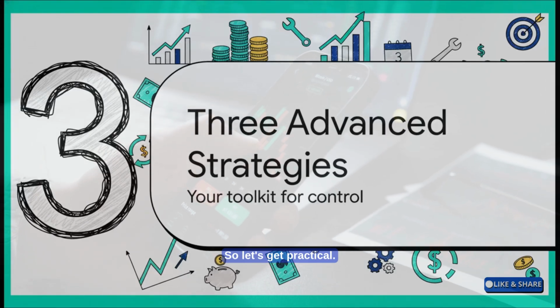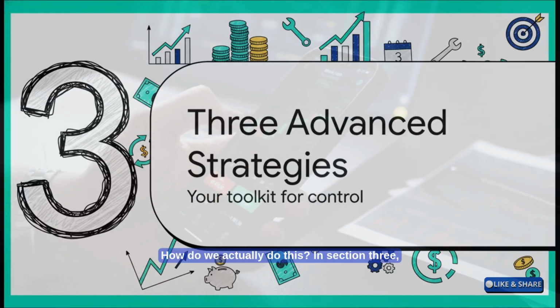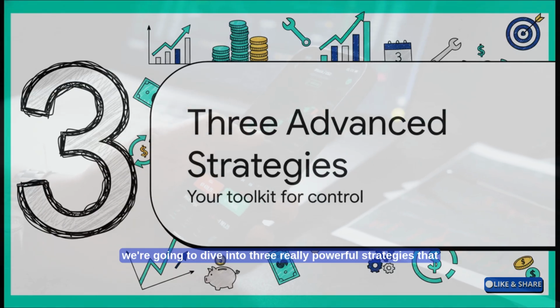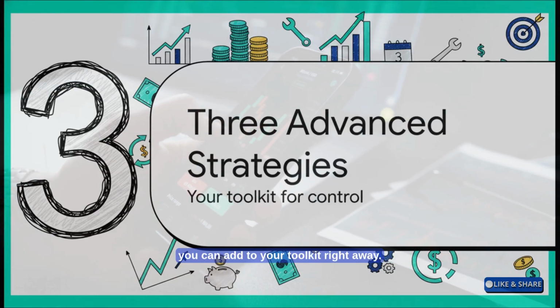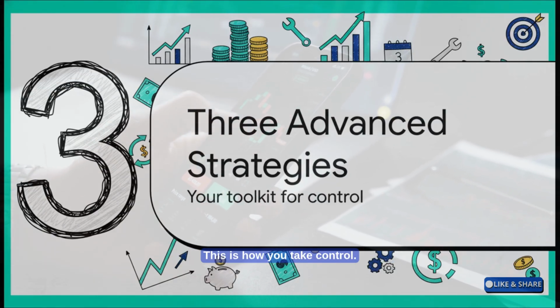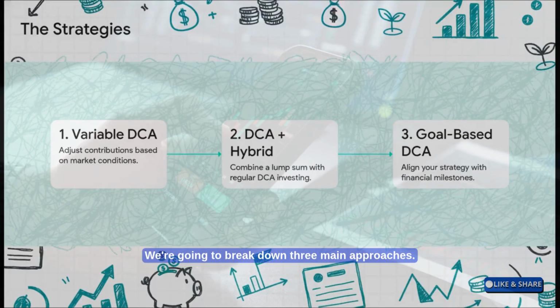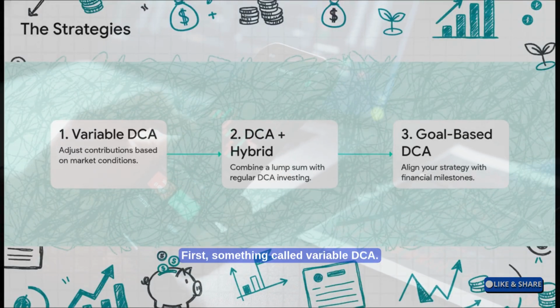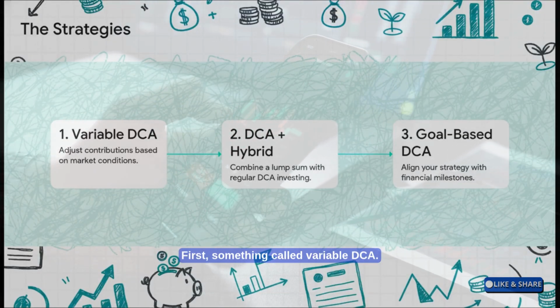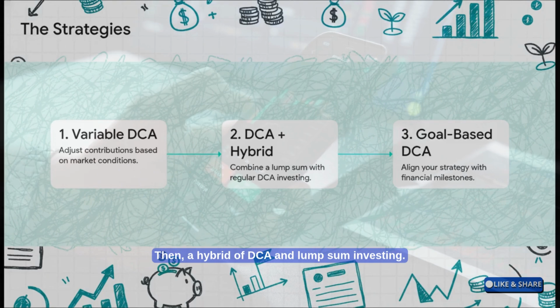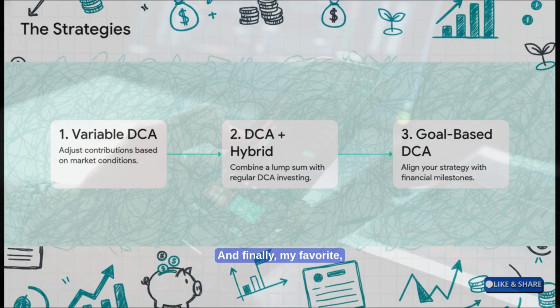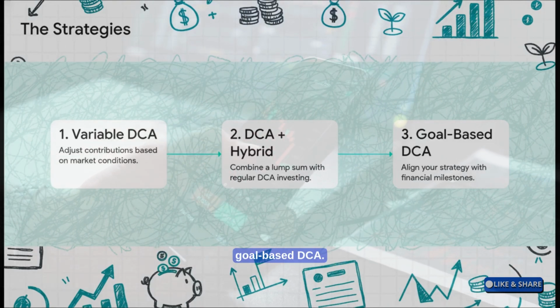So, let's get practical. How do we actually do this? In Section 3, we're going to dive into 3 really powerful strategies that you can add to your toolkit right away. This is how you take control. We're going to break down 3 main approaches. First, something called variable DCA. Then, a hybrid of DCA and lump sum investing. And finally, my favorite, goal-based DCA.